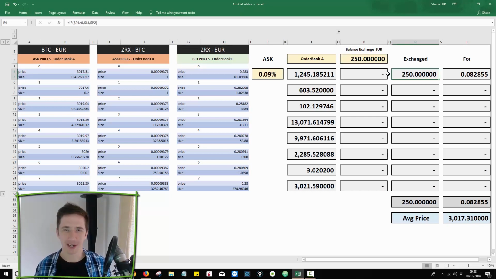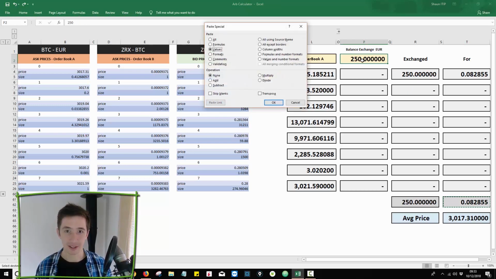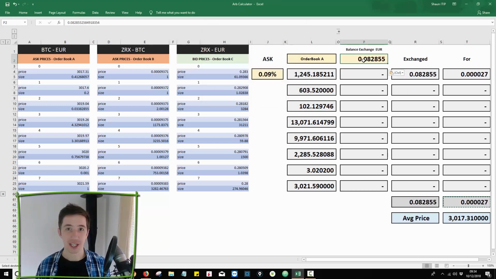But now I've got Bitcoin. I don't have euros anymore. So if I look down at the bottom here at the totals, I've exchanged a total of 250 for 0.082855. So I want to hit Control C over here and then Alt E S V. And that just pasted the values into the cell over here. By the way, Control C, Alt E S V, paste special values. These are all keyboard shortcuts. You could have done it the mouse way, but in doing these tutorials, I want to teach you little tricks that are going to save you hours of your life as well.